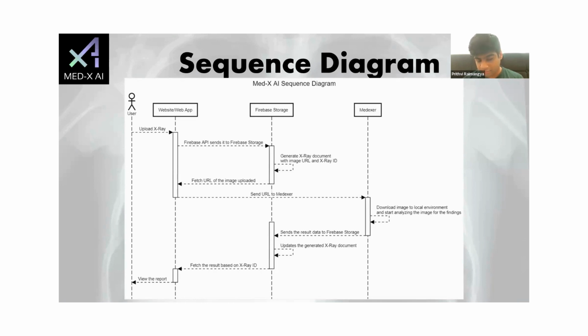Understanding the architecture, now we see how the flow of data is going. So first, the user will upload the X-ray, and then after, the web app will use the Firebase API to send it to our Firebase storage. The Firebase storage will then generate the X-ray document with image URL and X-ray ID, which will then be fetched by the web app again.